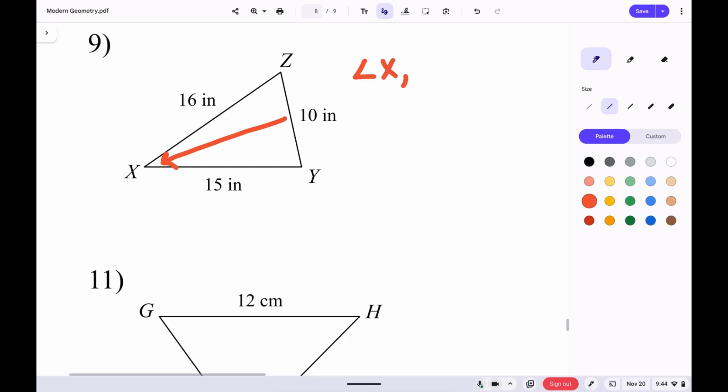And I'm just going to list them out this time, in order. What's the next biggest side? 15. So if I start at 15 and I draw an arrow up to the angle that's directly across from it, where am I at? Z. And then the last one would have to be angle Y.